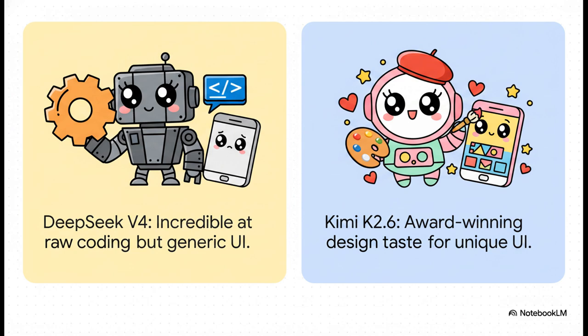Its UI is pretty generic. Kimi K2.6, on the other hand, is built with award-winning front-end design taste to make sure your app actually looks unique. It isn't just spitting out code to make a button click, it's actively making aesthetic decisions so the app feels professional right out of the gate.